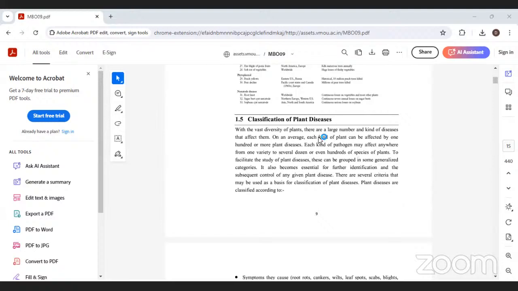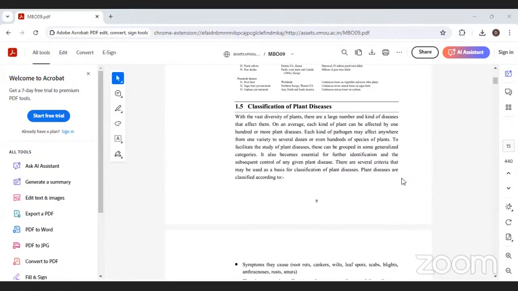With the vast diversity of plants, there are a large number and kind of diseases that affect them. On average, each kind of plant can be affected by 100 or more diseases. This is not particular, but overall the average is that plants are affected by 100 or more plant diseases. Each kind of pathogen may affect anywhere from one variety to several dozen varieties, several hundreds of species of plants. This is the effect on the plant.